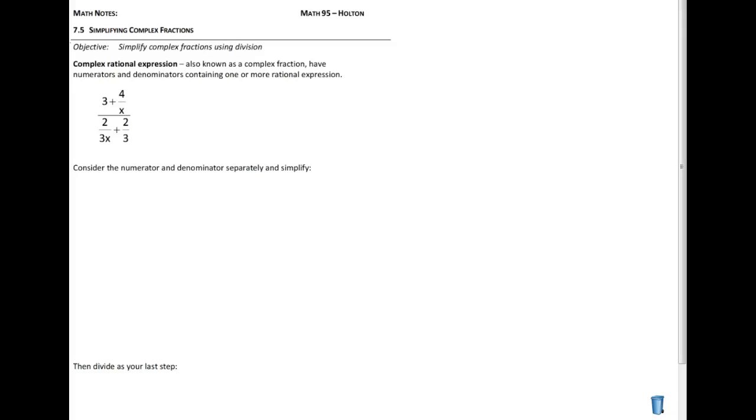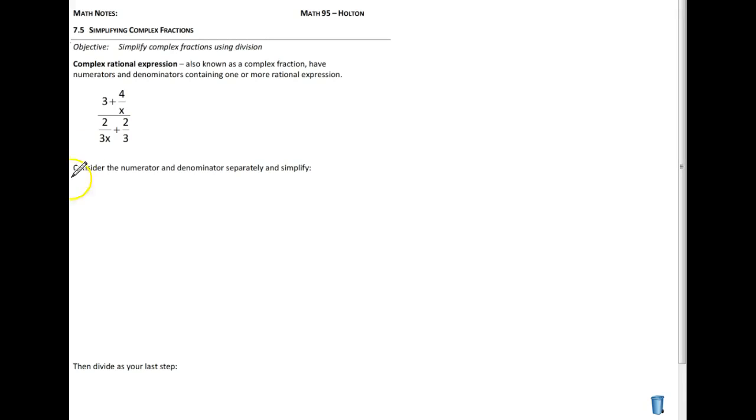In this video, we're going to talk about how you simplify complex fractions, which corresponds to section 7.5 in the text. There are two different methods that I'm going to show you for simplifying complex fractions. The first one is using division. A complex fraction, or complex rational expression, is essentially a fraction that contains fractions within the numerator and the denominator. Right? So it contains these rational expressions, which are fractions in the numerator and the denominator.